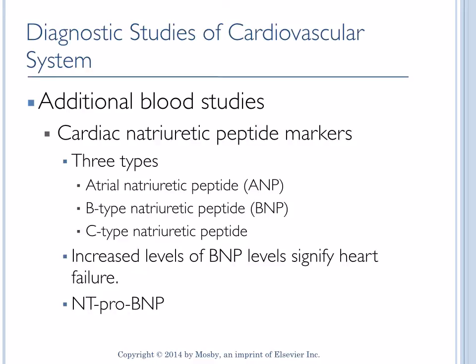BNP is the marker of choice for distinguishing a cardiac or respiratory cause of shortness of breath. So if there is shortness of breath, then BNP would be helpful to determine if there is a cardiac or respiratory pathology underlying the shortness of breath in a patient.